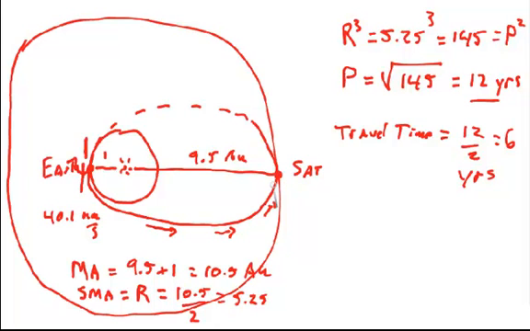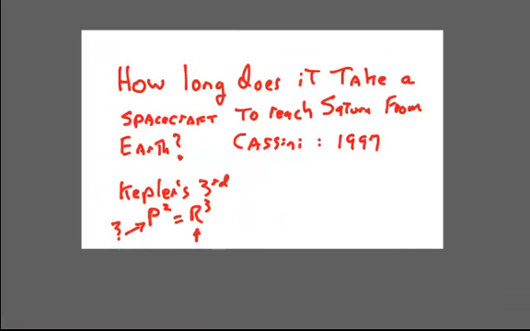So if we look back and see what was going on with Cassini and what that was like, well, it was launched in October of 1997, and it reached Saturn. The date that it reached Saturn was June 30th, 2004. October to June, so this comes out to be about 6.5 years. So our answer was pretty good.